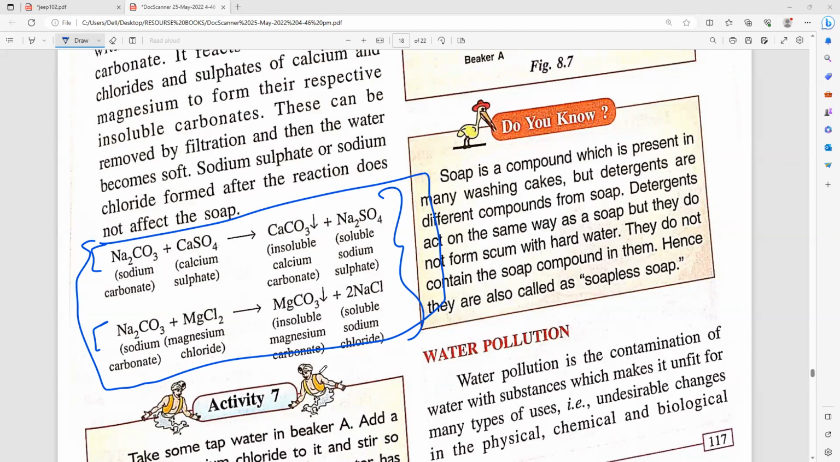These two equations also write it, guys: removing permanent hardness of water. These two equations you write. Sulfates of calcium and chlorides of magnesium. Sulfates of calcium and magnesium. That is the permanent hardness of water.